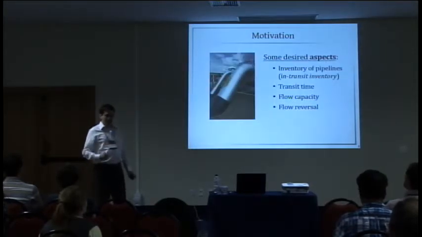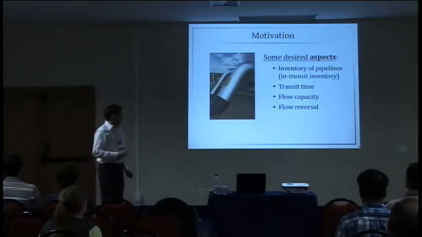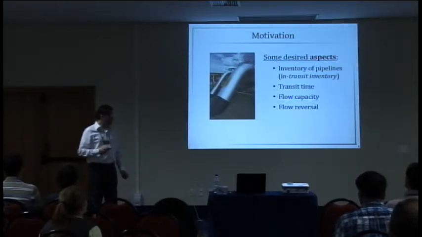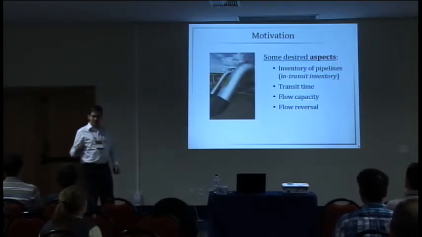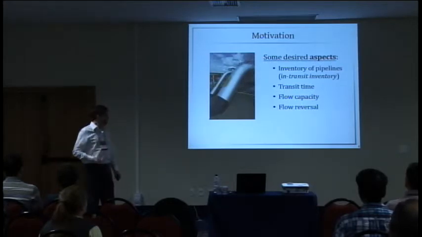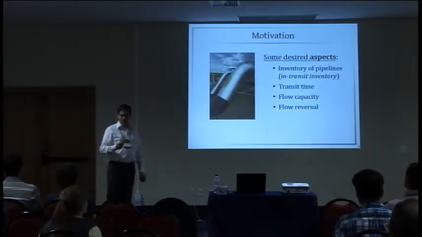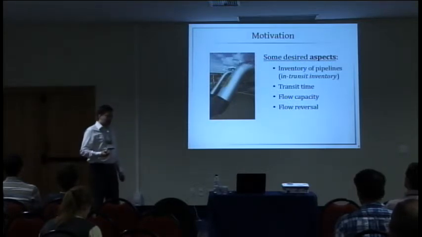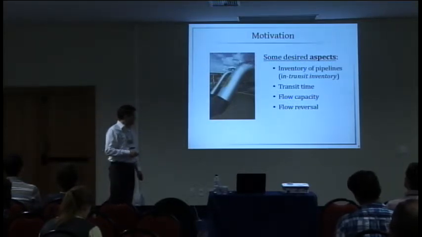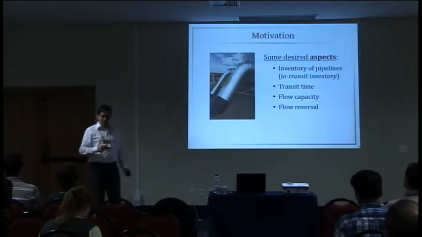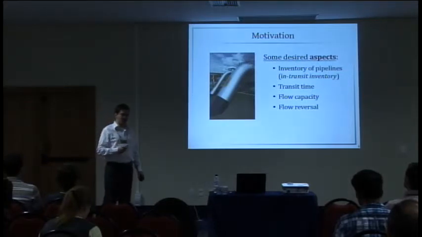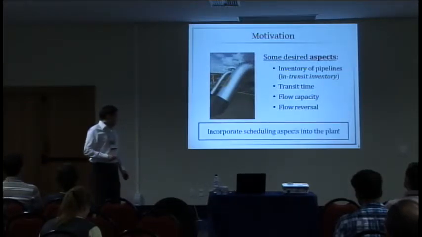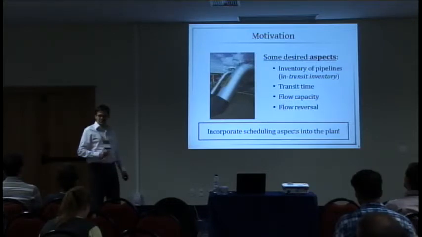And we see that there are 4 important aspects that have to be incorporated into our model. That is inventory of pipelines, that I will call as in-transit inventory, because they are commodities that are being moved over the time. It's the transit time, that is how long does it take to the destination. The flow capacity and the flow reversal. Flow reversal is especially important because if you are going to reverse the flow on the pipeline, it takes a lot of time, and this time has to be considered in your planning. That means you have to incorporate scheduling aspects into the plan.